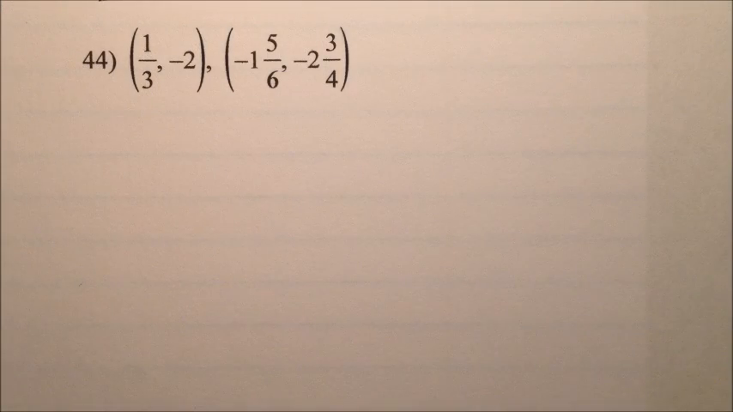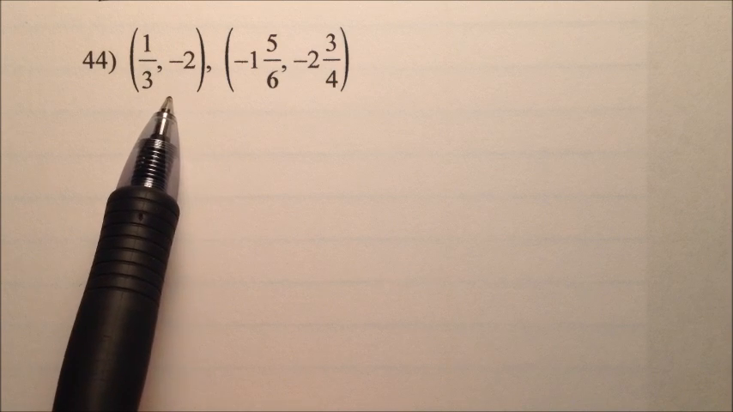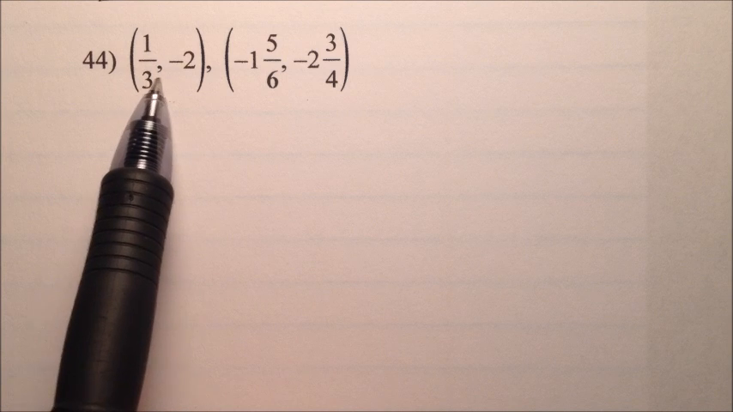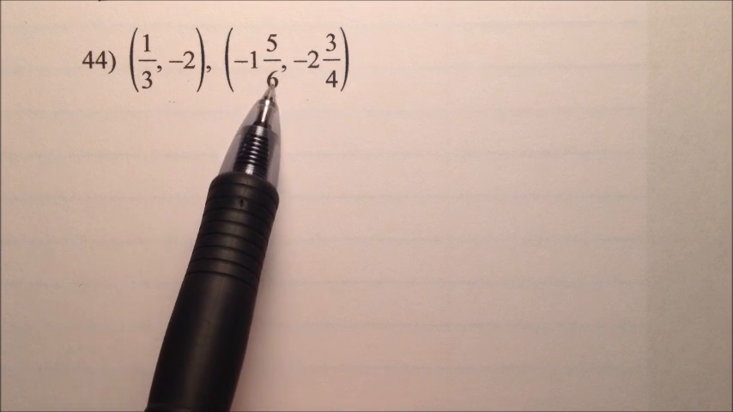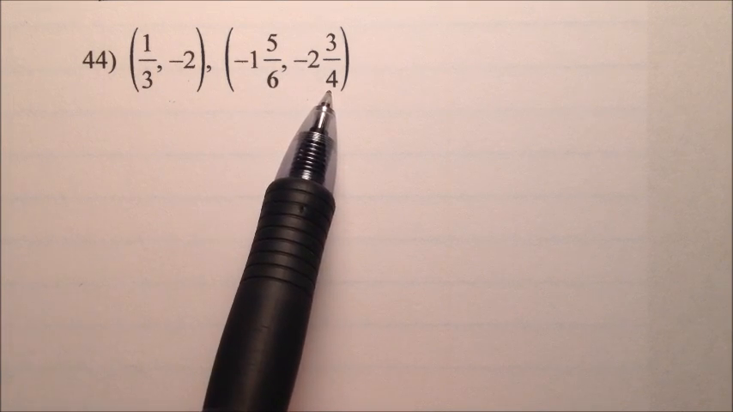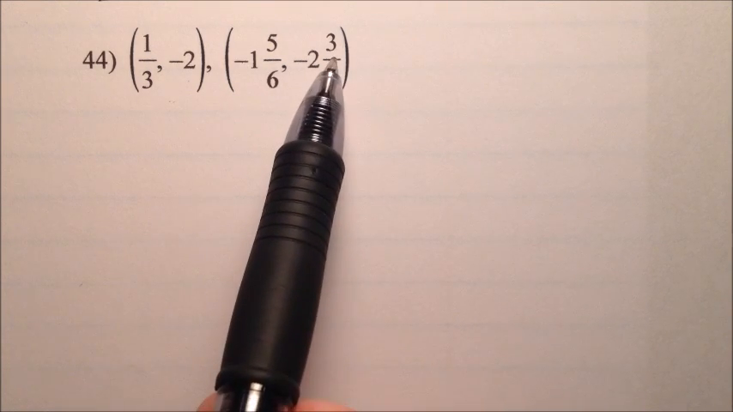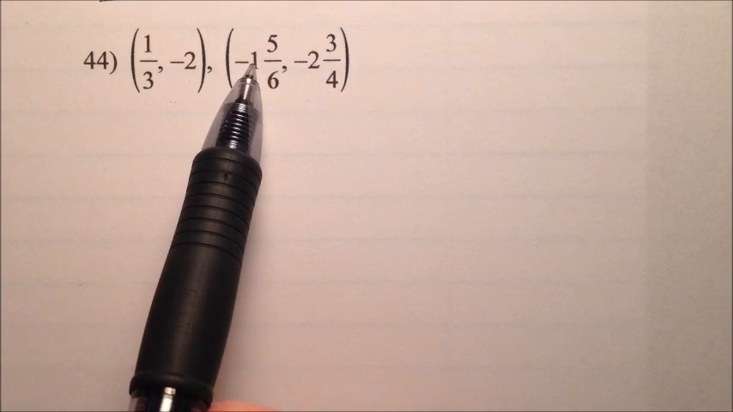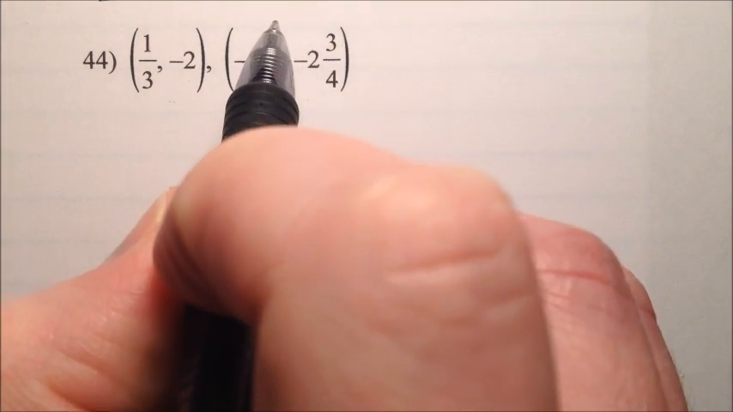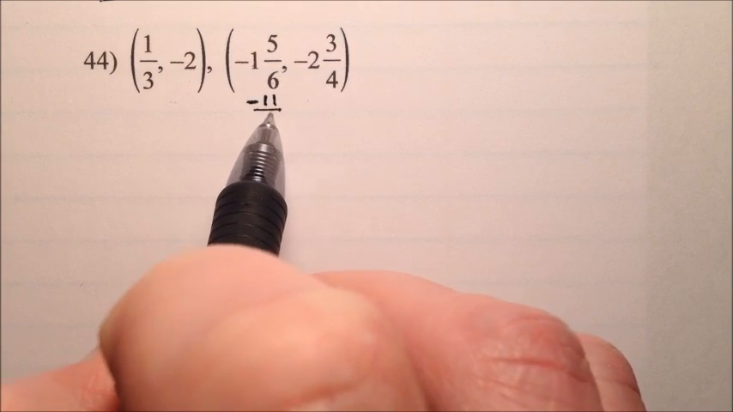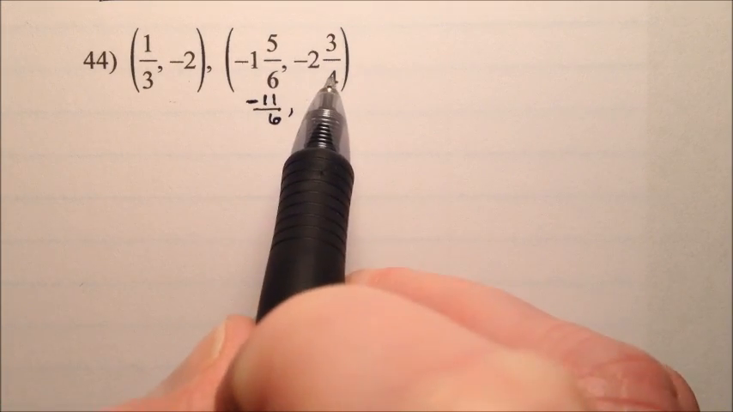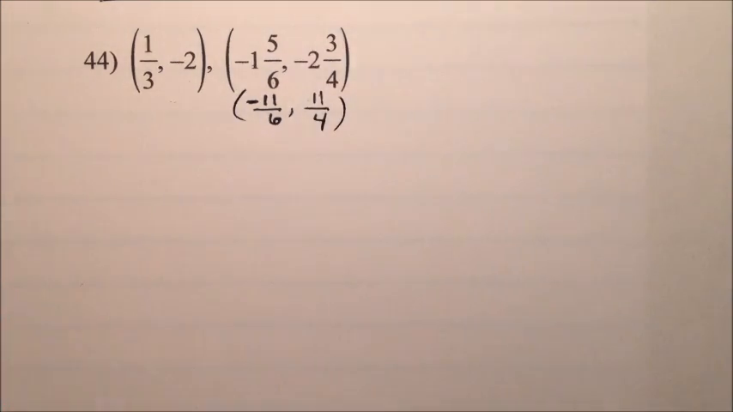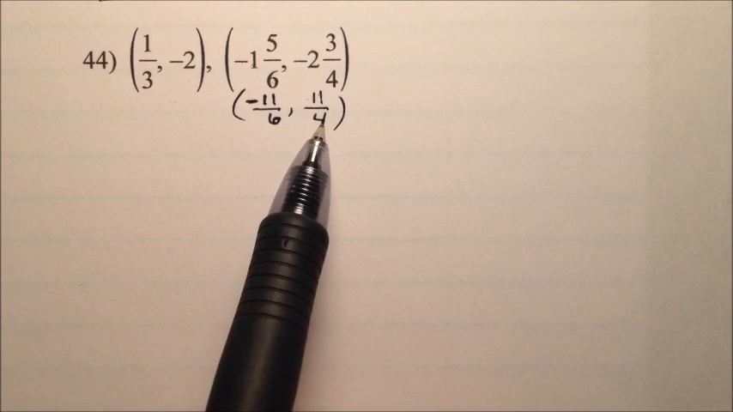And the final problem in this set is going to be 44. So we have two endpoints here, and this one looks kind of nasty, but we'll do it anyway. So 1/3, negative 2, and then we have negative 1 and 5 sixths, negative 2 and 3 fourths. So the first thing we need to do with this ordered pair is to get them into improper fractions. So we'll take 6 times 1 is 6, plus 5 is 11. So this one is negative 11 sixths. And then 4 times 2 is 8, plus 3 is 11, so this one is 11 fourths. So that ordered pair now, it's a little easier to manage that way.